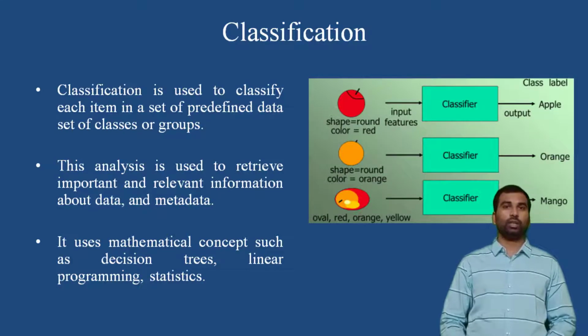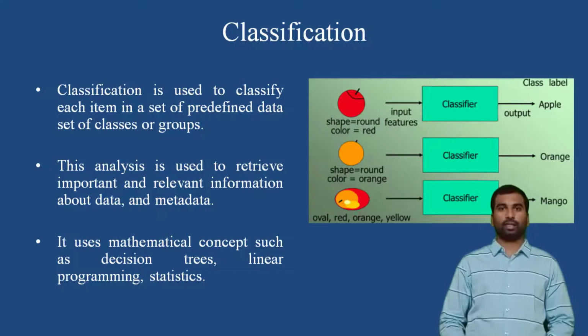In the previous one, the shape of the fruit is round and the color is red. Here also the shape of the fruit is round but the color is different, so it can be considered an orange. The third fruit will be considered a mango, because considering the different parameters of the fruit, it can be classified as a mango.